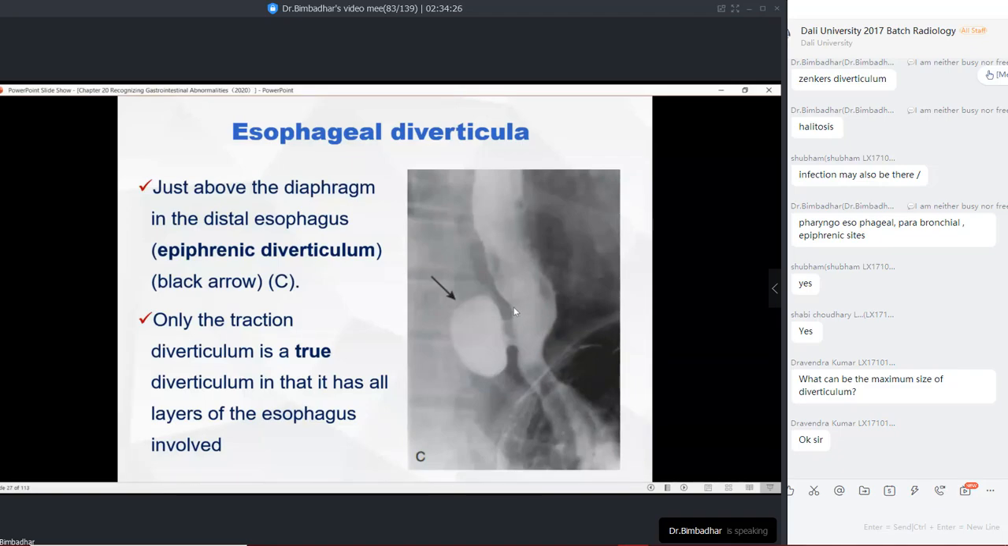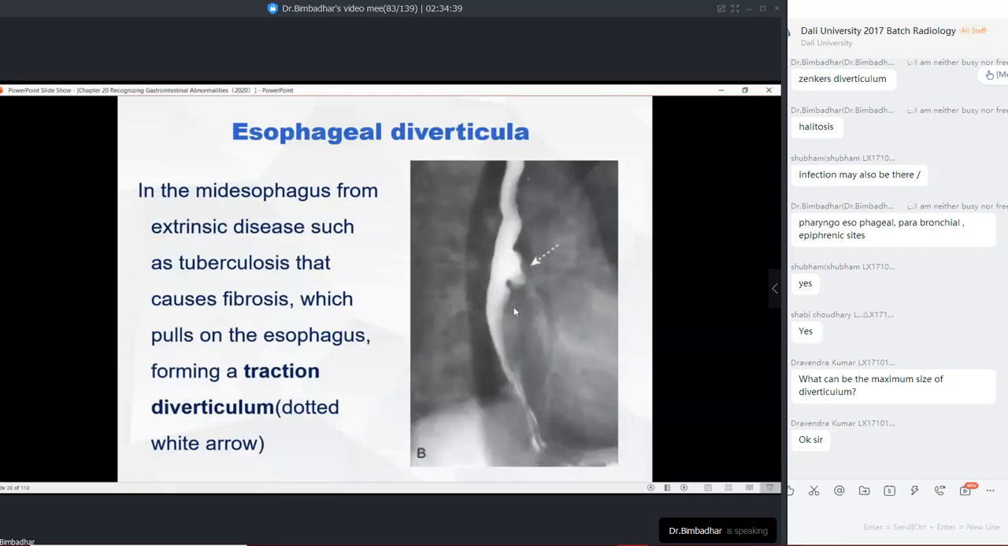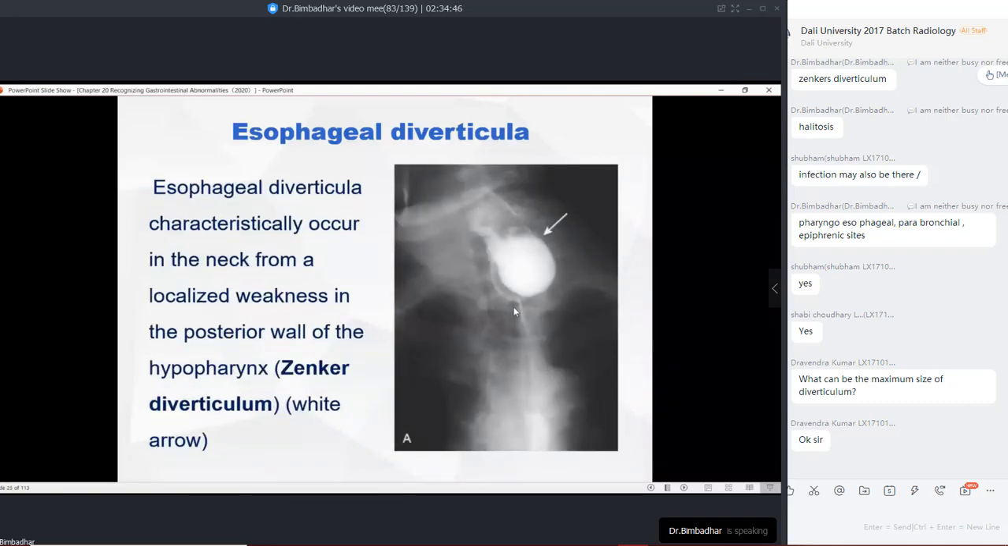But you won't be asked which is the most common type of diverticulum, particularly in radiology. You will be asked image-based questions. Remember these three images: the traction diverticulum here, the esophageal epiphrenic diverticulum, or the Zenker's diverticulum, which is happening because of Killian's dehiscence. So the question might be indirect. Let us say I show a Zenker's diverticulum and ask whether the problem is in the cervical part, thoracic part, or the abdominal part, something like that.